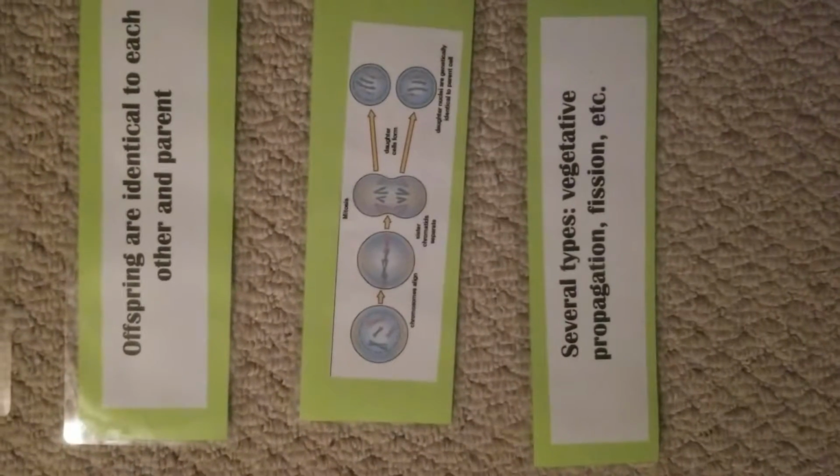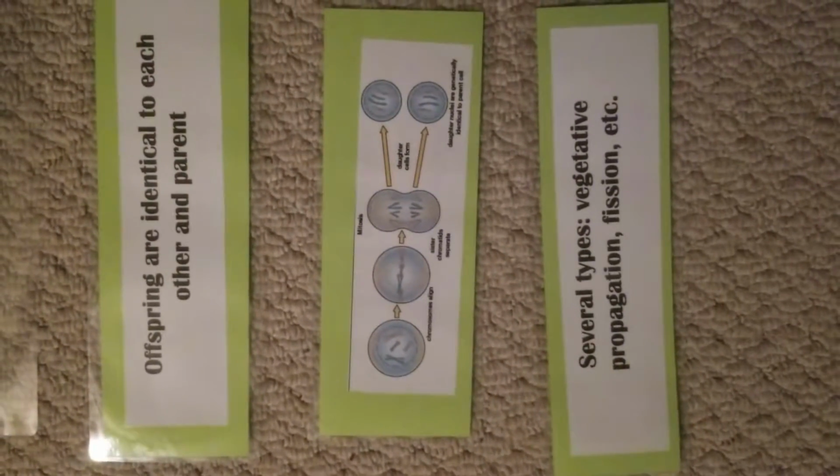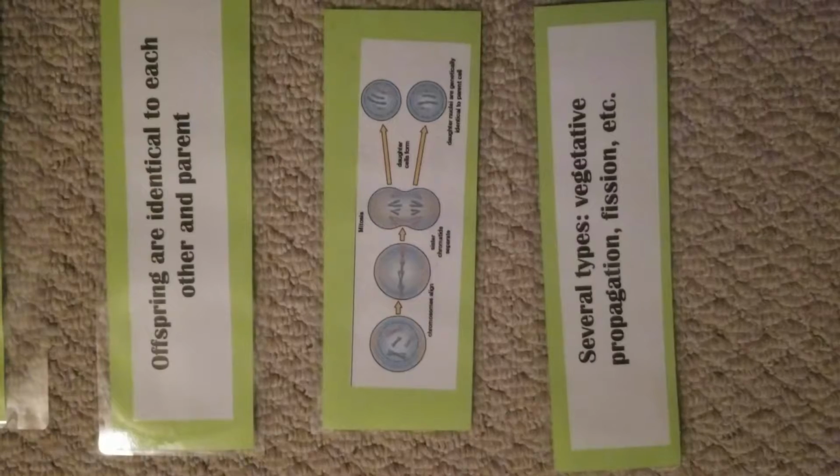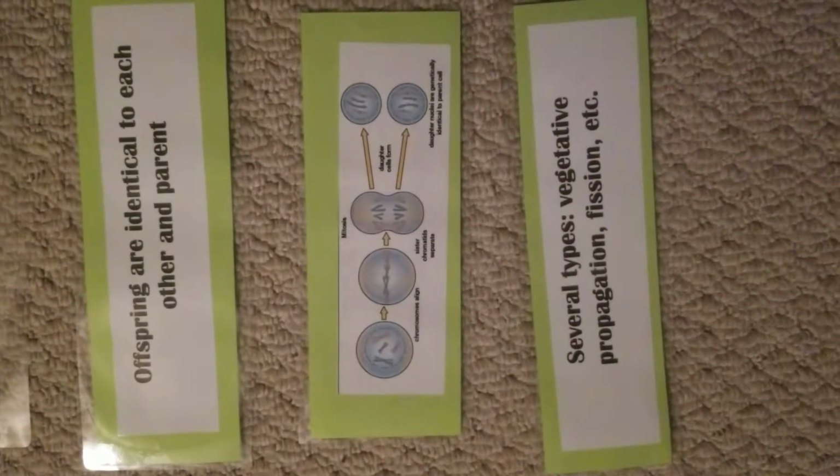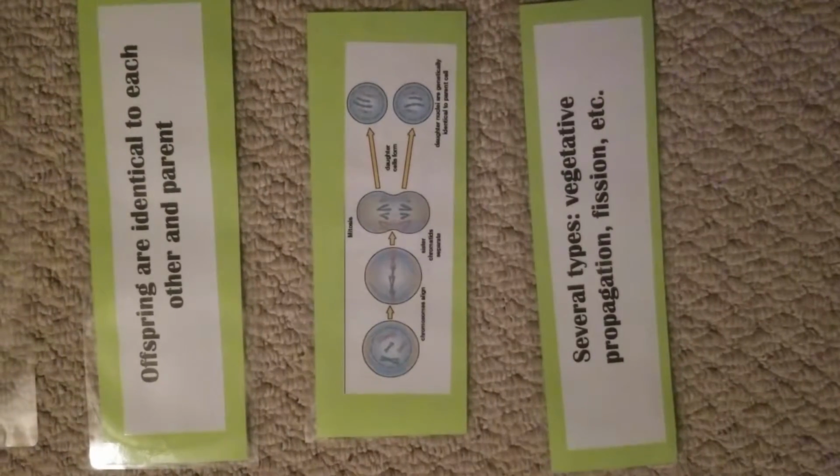And there are actually several types of asexual reproduction that you'll explore this week: vegetative propagation, binary fission, and etc. So you'll have a few more that you'll learn about. Okay? So that's asexual reproduction.